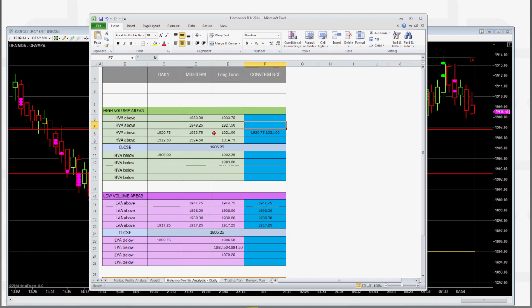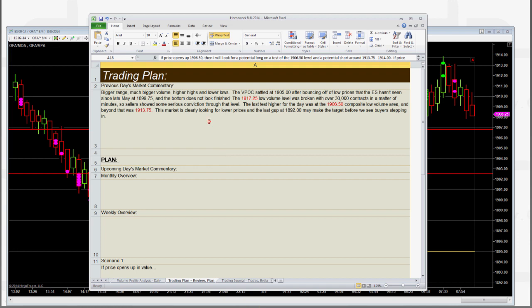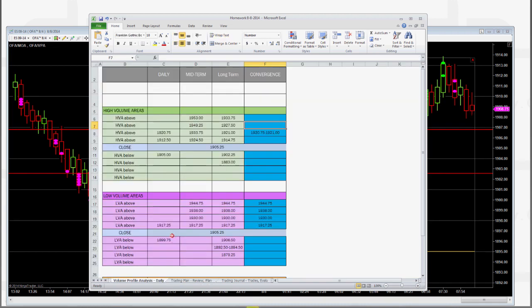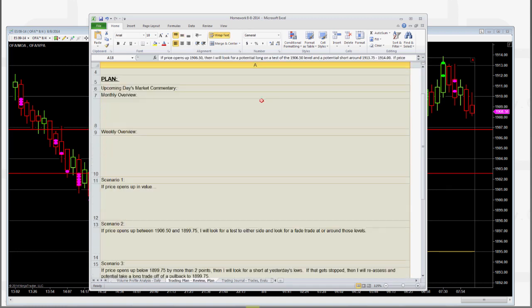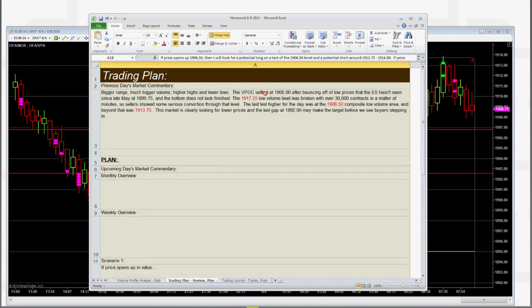So then once I have all these numbers plugged in, then I move over to a trading plan and I talk through the day. A big range, much more volume, higher highs, lower lows. And then I start looking at the numbers that came off of this chart, right? The low volume areas, the high volume areas. And I start plugging those in to start building a script for my plan.